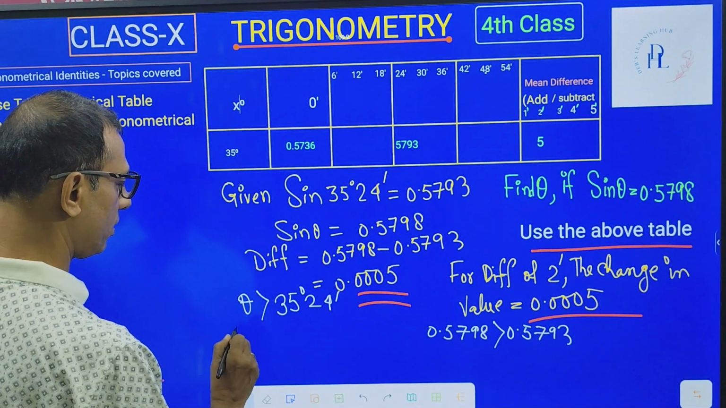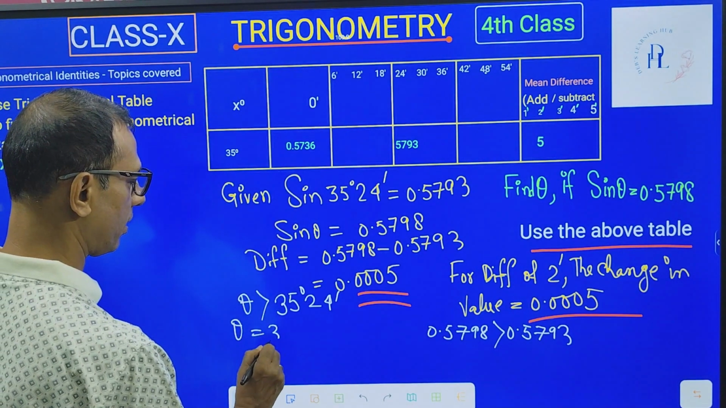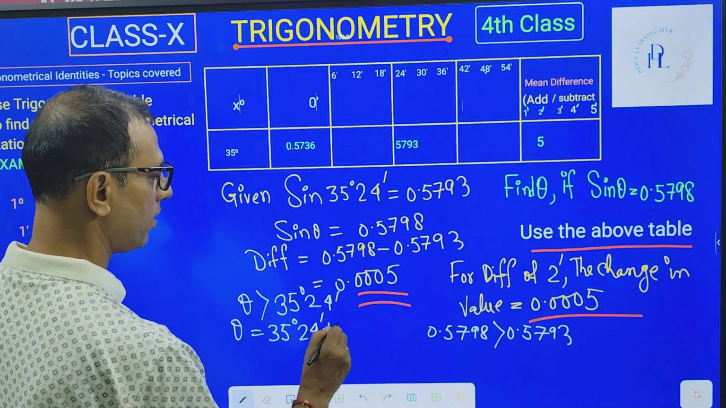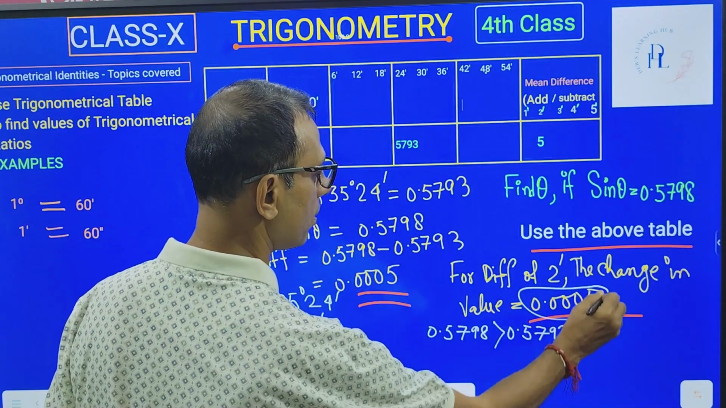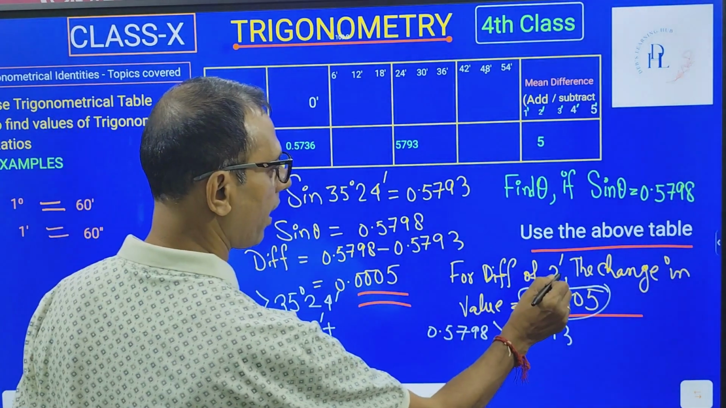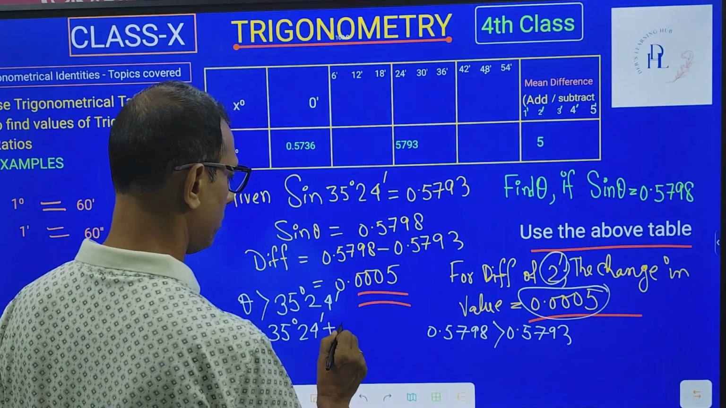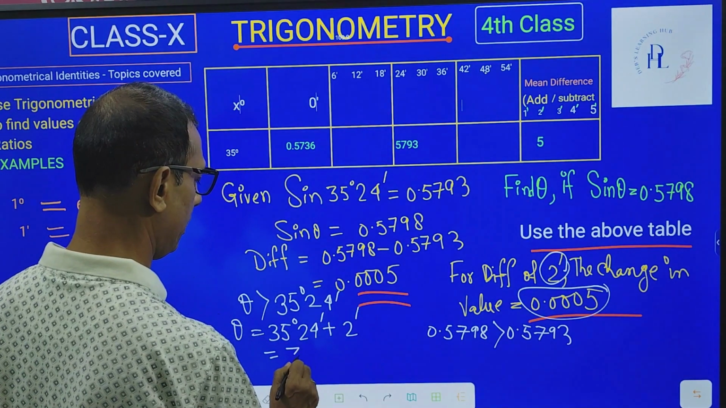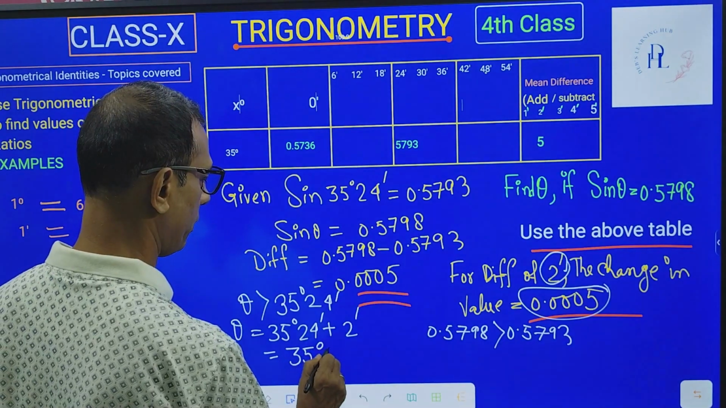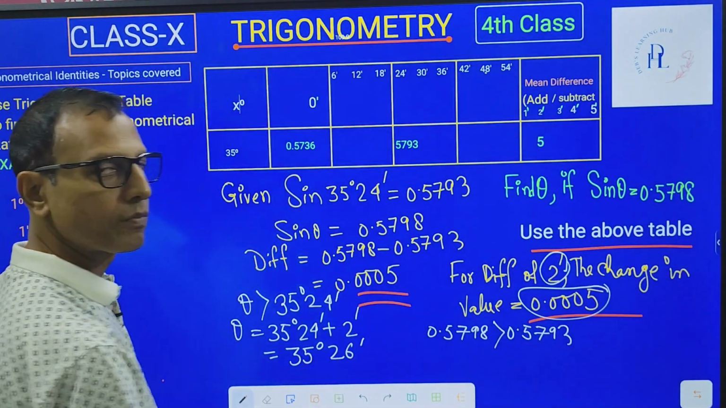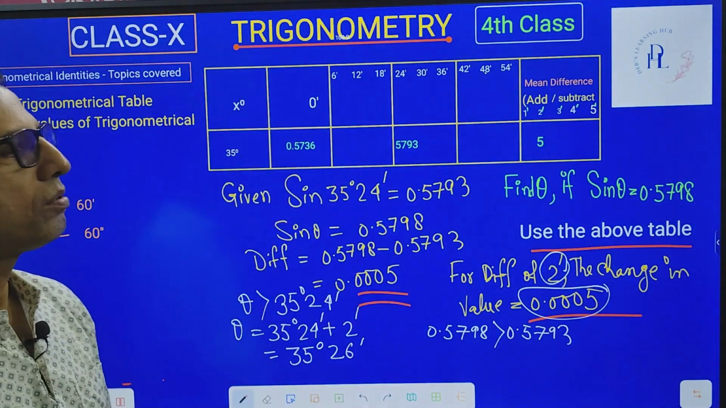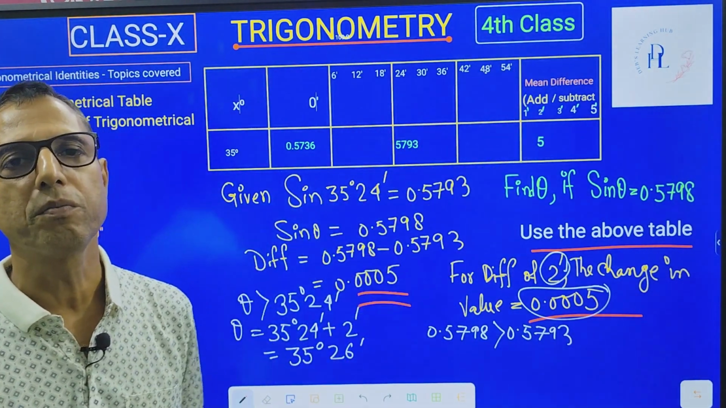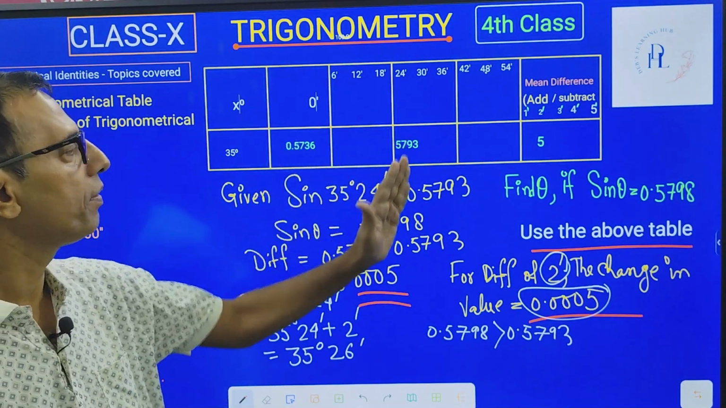The value of theta will be theta equals 35 degree 24 minute plus this 2 minutes. That means the theta value is 35 degree 26 minutes. Got it? So from these examples, I hope you understood the utility of the mean difference and how you will approach the problem.